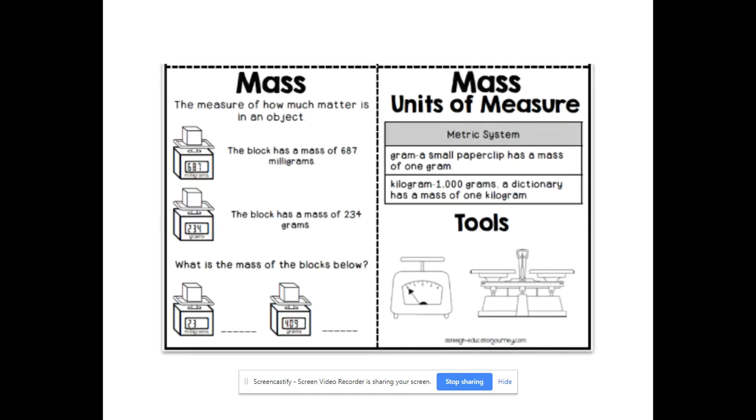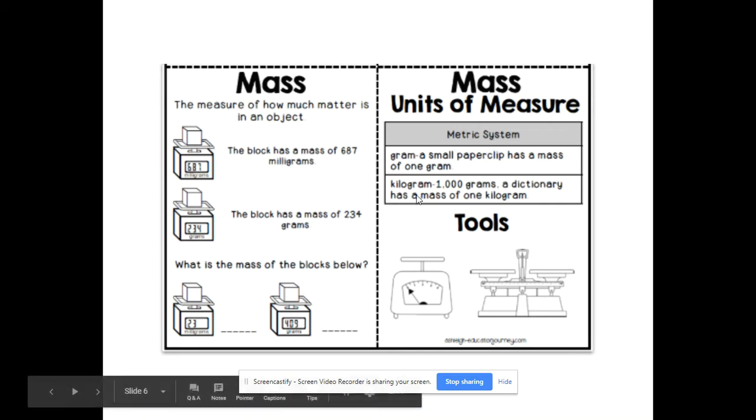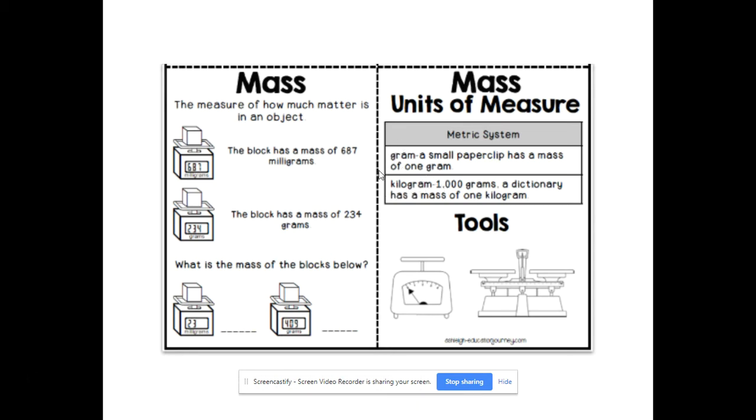You have this anchor chart in your notebook as well. On the right-hand side, again, it's reminding you that a gram is the same size as a small paper clip, and a kilogram has the same mass as the textbook inside of your desk. We're going to use scales to measure the mass of objects. Looking over here, they give you examples of how to read digital scales, and you're going to have something very similar on your classwork later today.